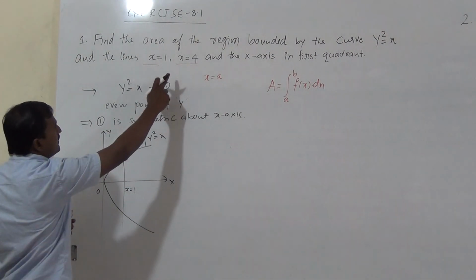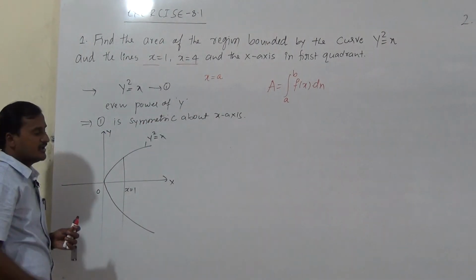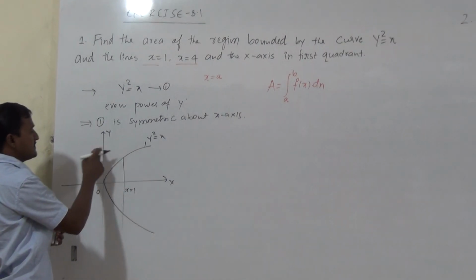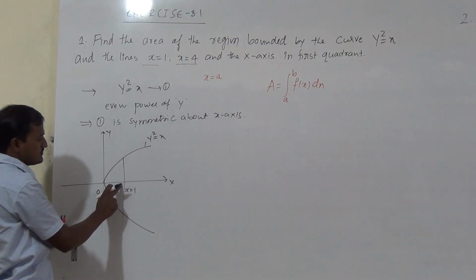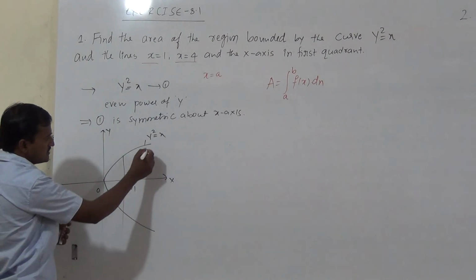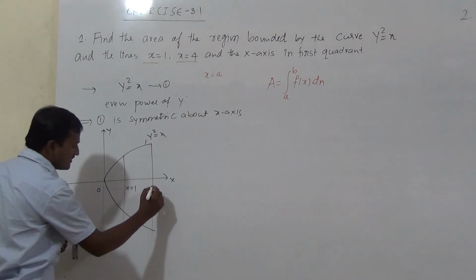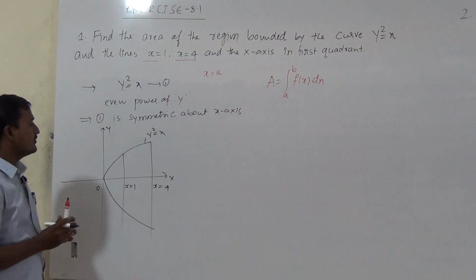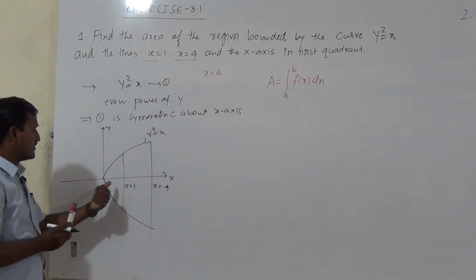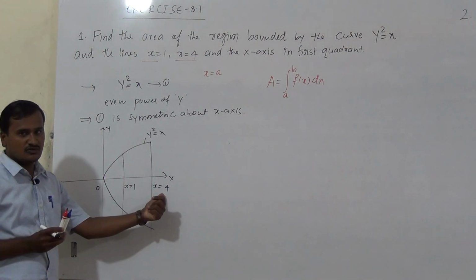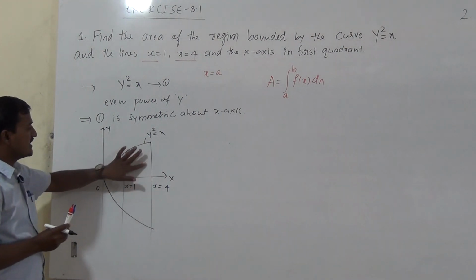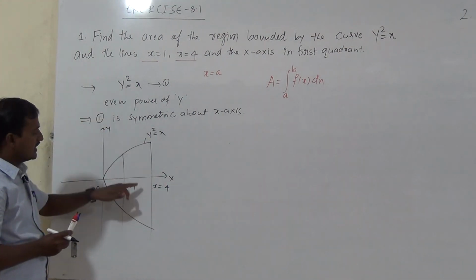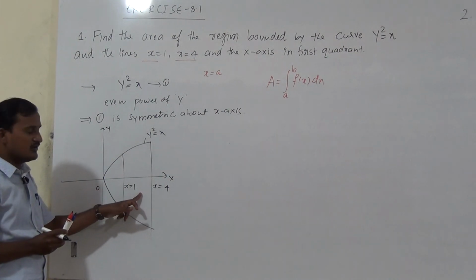And what about the next line, x equal to 4? X equal to 4 is again parallel to the y axis. So here it is 1, then 2, 3, 4. Here I will take it like this. So this is x equal to 4. Now here you get two areas from x equal to 1 to x equal to 4. This area lies in the first quadrant and this area lies in the fourth quadrant.